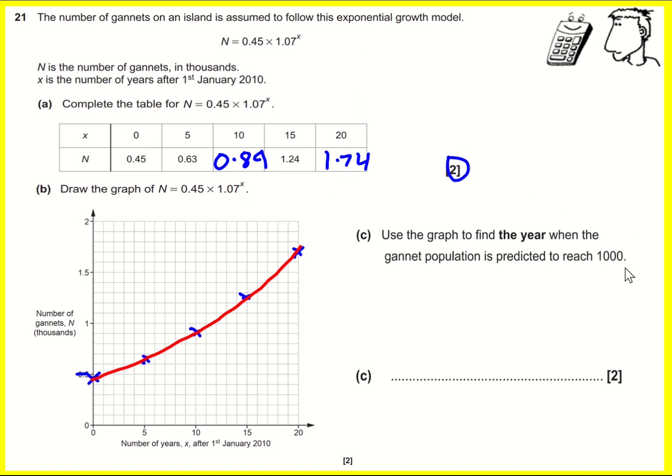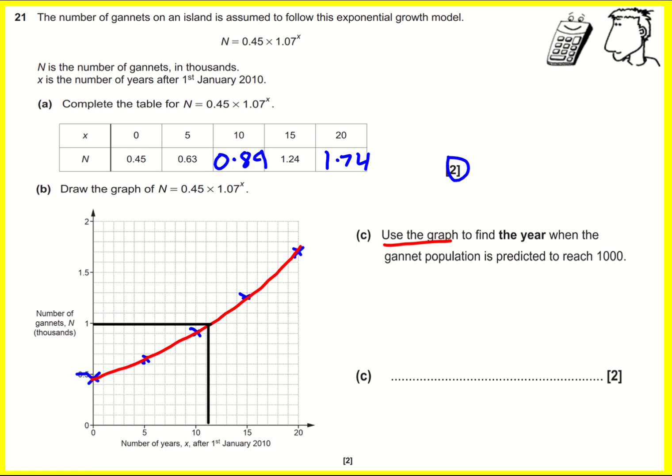Okay, use the graph to find the year. So we'll use the graph, not do any sort of calculation, to find the year where the gannet population is predicted to reach 1,000. Well, the scale is in thousands on the graph, so it's going to be at 1. So if I draw a line along, and then I draw a line down, I think it's about here.